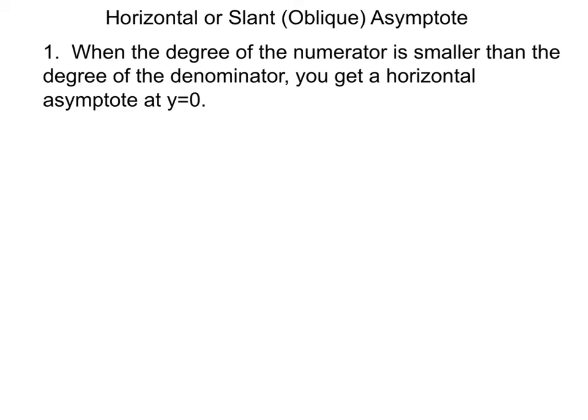Okay, check this out. When the degree of the numerator is smaller than the degree of the denominator, you get a horizontal asymptote at y equals 0. So what is the degree again? Your highest exponent, yes. So the highest exponent of the numerator is smaller than the highest exponent of the denominator. It's automatically a horizontal asymptote at y equals 0. Now, where is that actually? The x-axis, yes. So that basically means I have a horizontal asymptote along the x-axis.